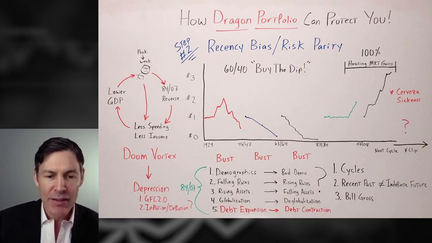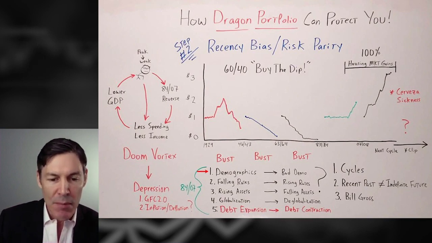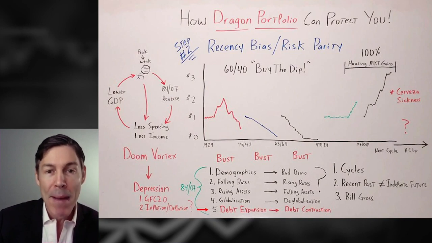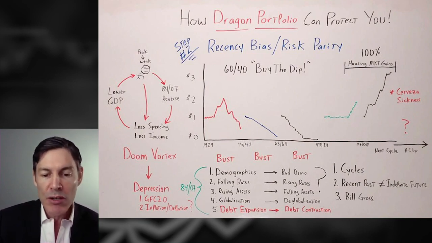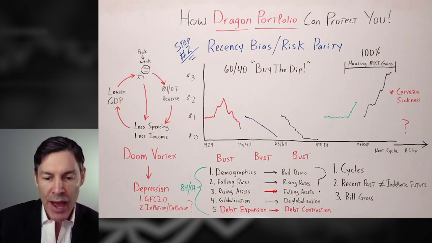But let's go back to step number 1 for a moment. How did we have this huge boom between 84 and 07? Demographics, falling rates, rising assets, globalization, and a massive expansion in debt. But in the next cycle, that most likely won't continue. We're going into a period of bad demographics, rising interest rates, falling asset prices, deglobalization, hashtag cerveza sickness, face masks, pharmaceuticals, etc., and a debt contraction.